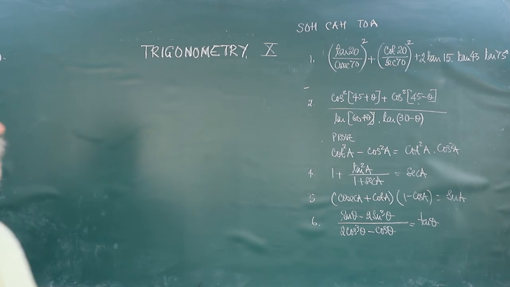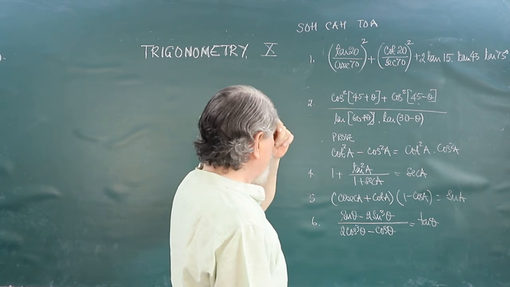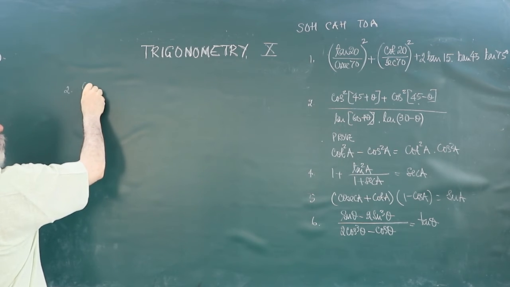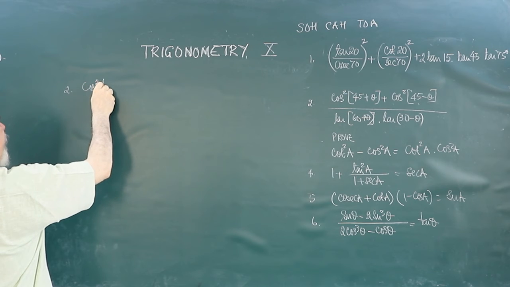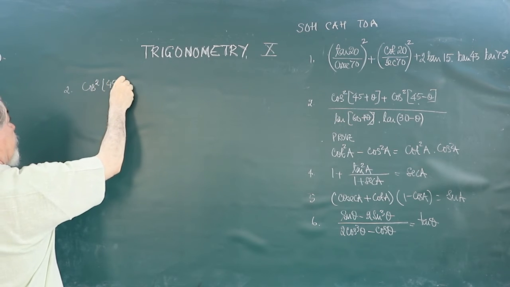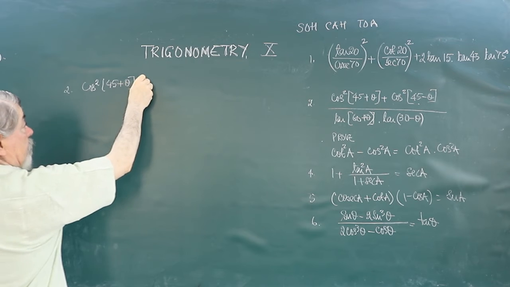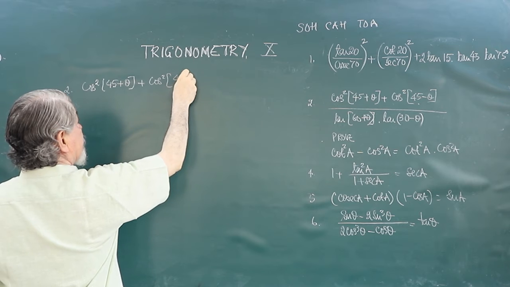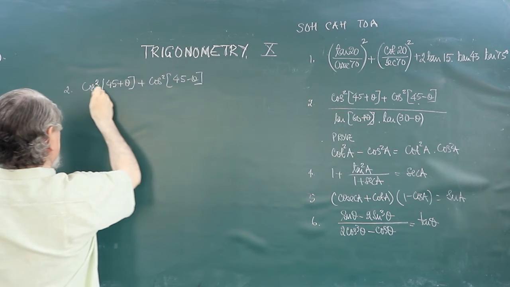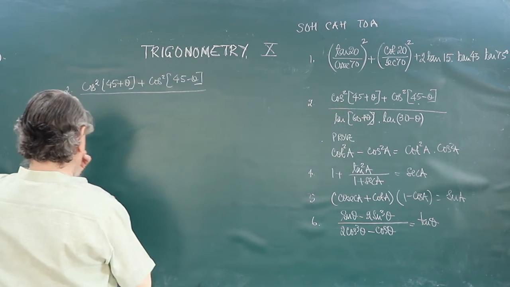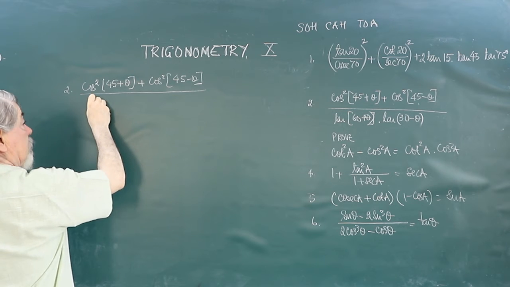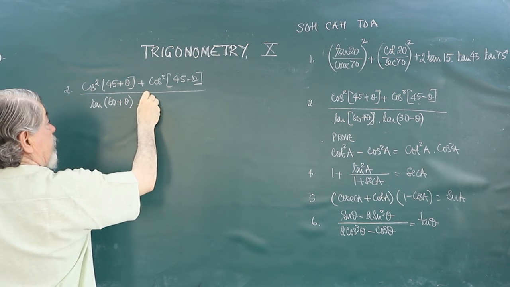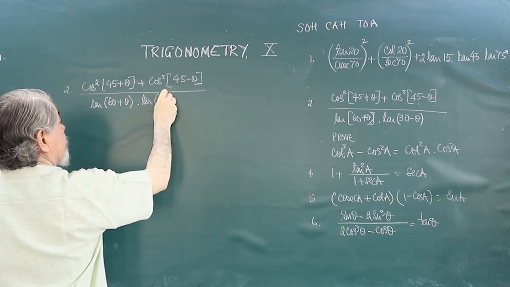Now let's see the second question here. Cos square 45 plus theta plus cos square 45 minus theta upon tan 60 plus theta and tan 30 minus theta.